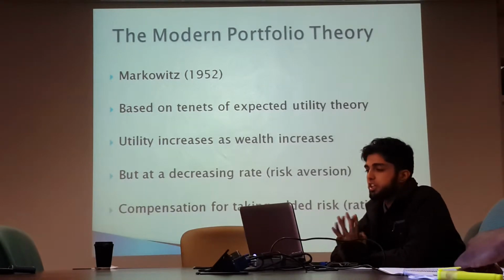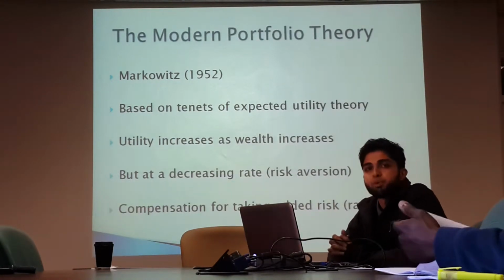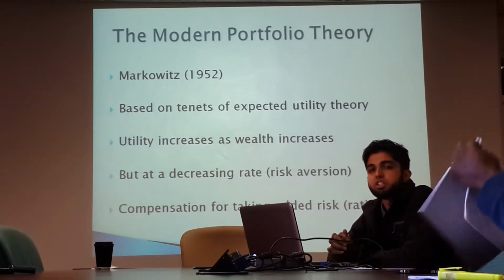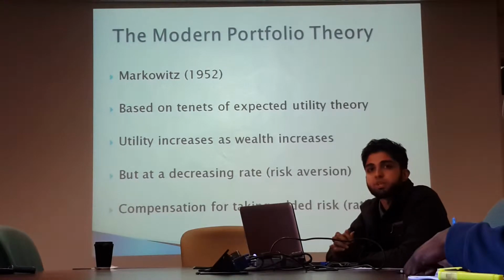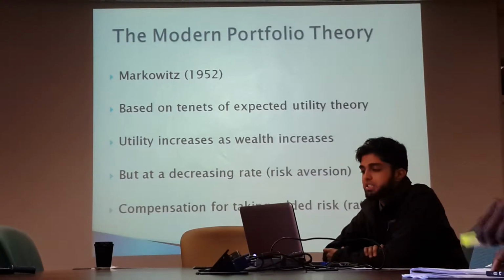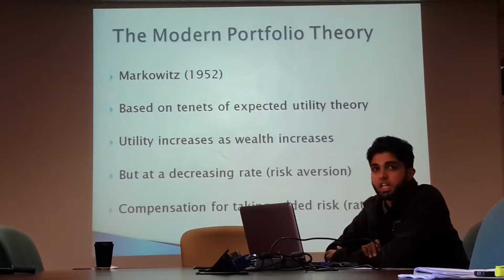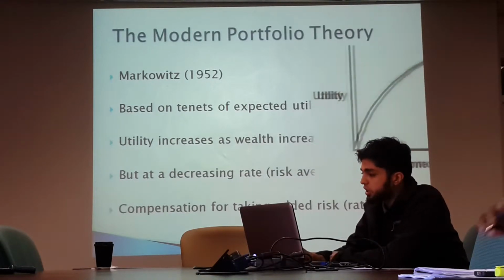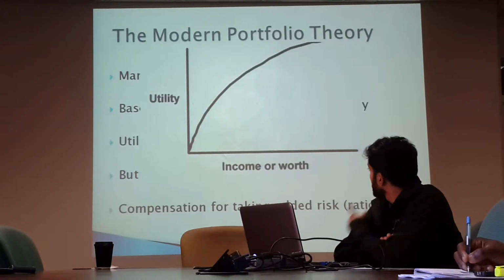Now the modern portfolio theory was proposed by Markowitz in 1952. It's a theory that proposes a relationship between risk and return of an asset or a portfolio, and is based on the basic tenets of the expected utility theory, which was proposed by von Neumann and Morgenstern in 1944. What the expected utility theory states is that utility increases with an increase in wealth levels. However, this increase occurs at a decreasing rate, and that's what we see in the curve that I've just put up there.